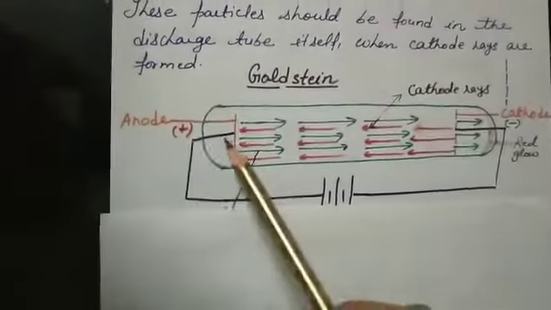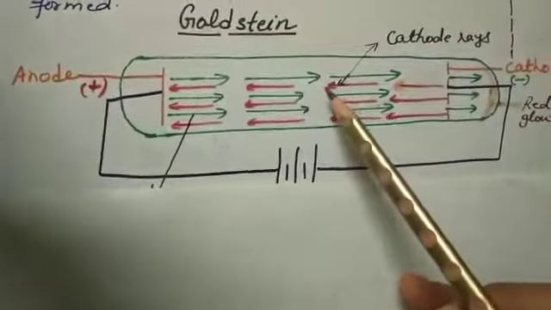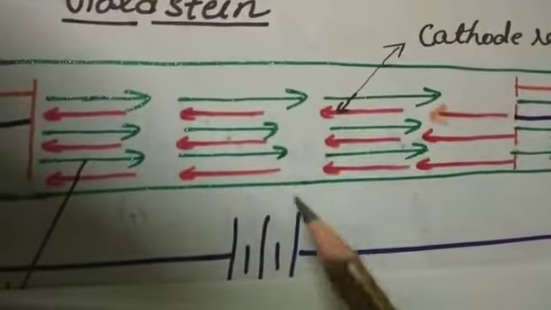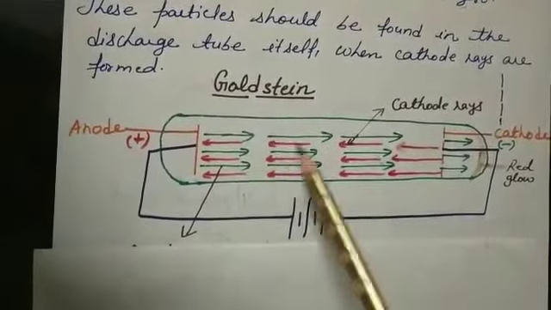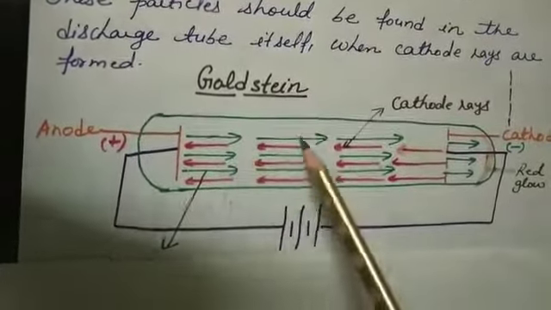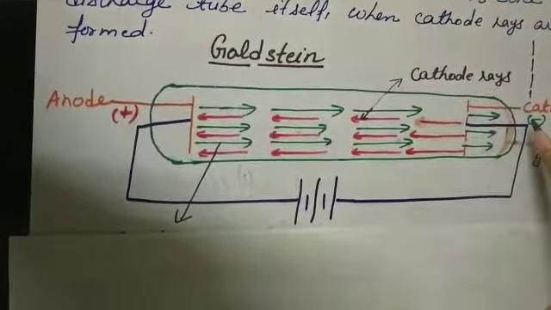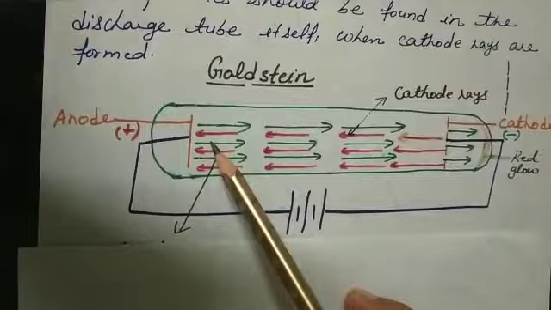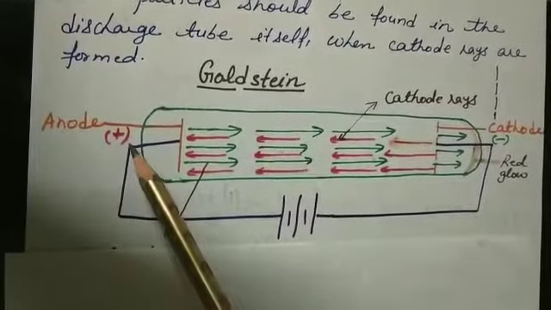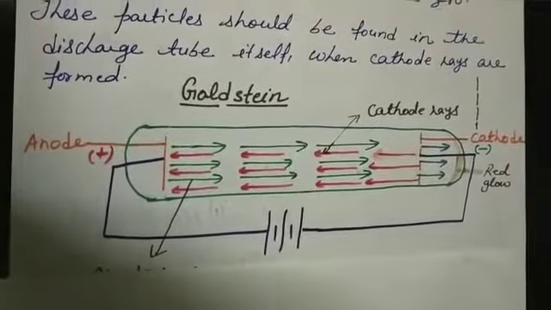When these two electrodes are connected to high voltage, the conditions are the same. Inside the discharge tube the pressure is very low. Here the voltage is very high. Here you can see some of the rays traveling from anode to cathode. I have shown them with arrows. In the same way, from the cathode also some rays are coming and going toward the anode. From the anode positively charged rays are coming, and from the cathode negatively charged rays are coming.